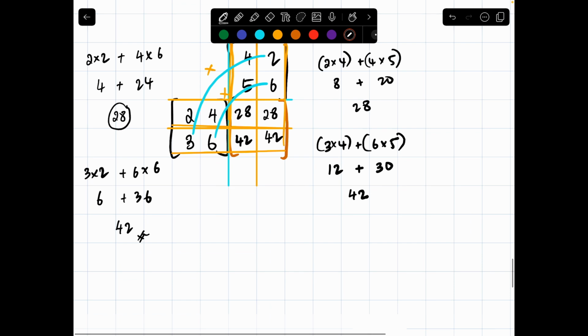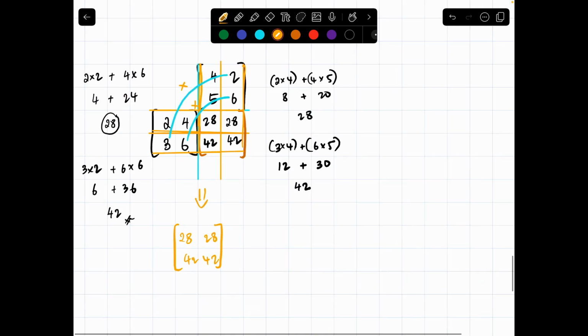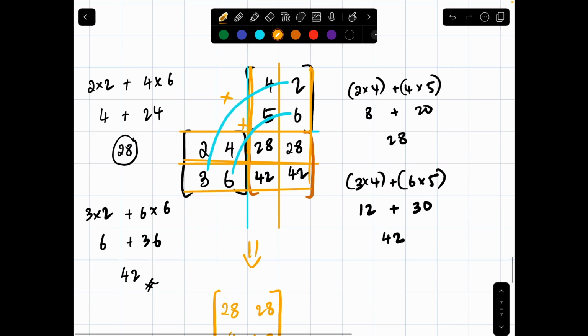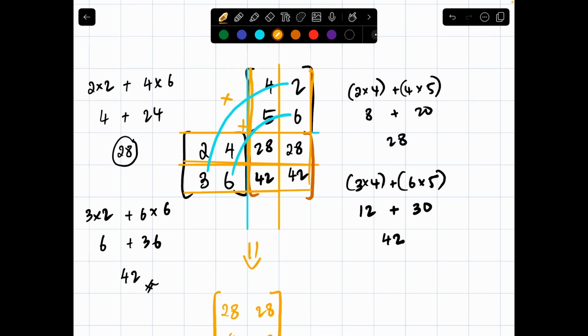And that's all. With that, we get the answer of 28, 28, 42, 42. By the way, this number is a complete coincidence. I did not pre-plan it. And with that, we have covered the multiplication of matrices.